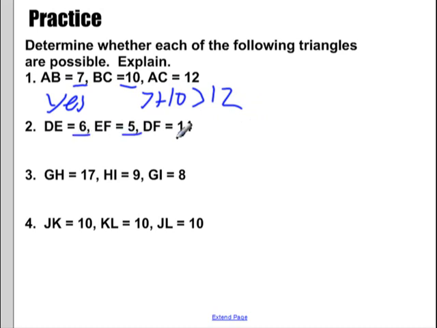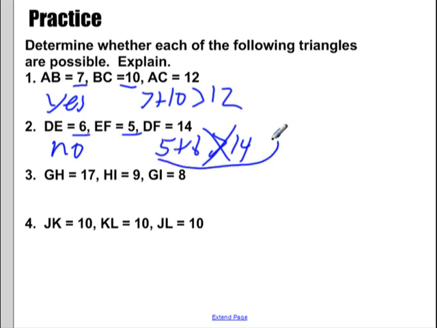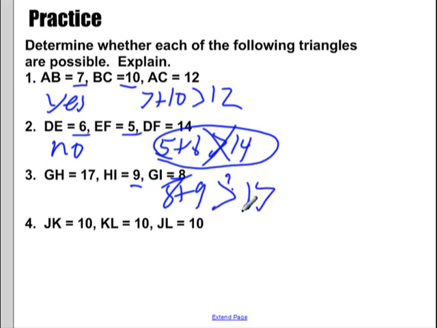Here, the two shorter ones are DE and EF. So 5 plus 6. How does that compare to 14? Is it greater than 14? It is not greater than 14. And so the answer there is no. And this would be enough to justify it. Okay, 8 plus 9. 8 and 9 are the two shorter ones here. How does that compare to 17? Is it bigger than 17? Put a question mark there. Is it bigger? No, it's not. So if the answer is no, then it can't make a triangle.